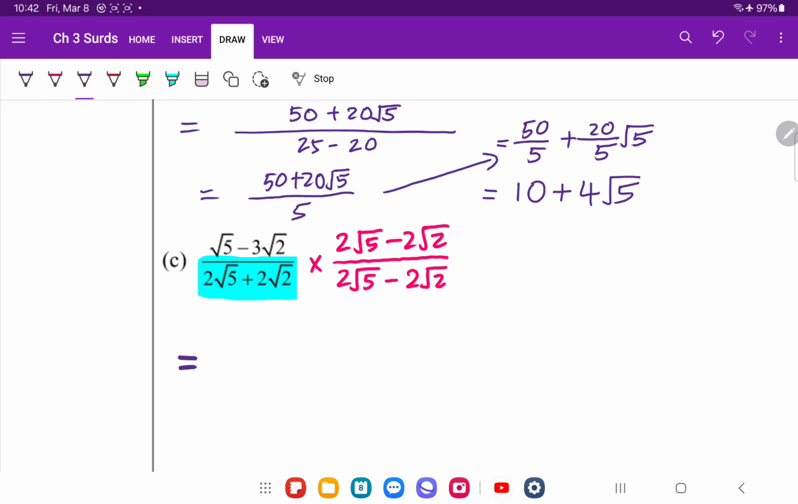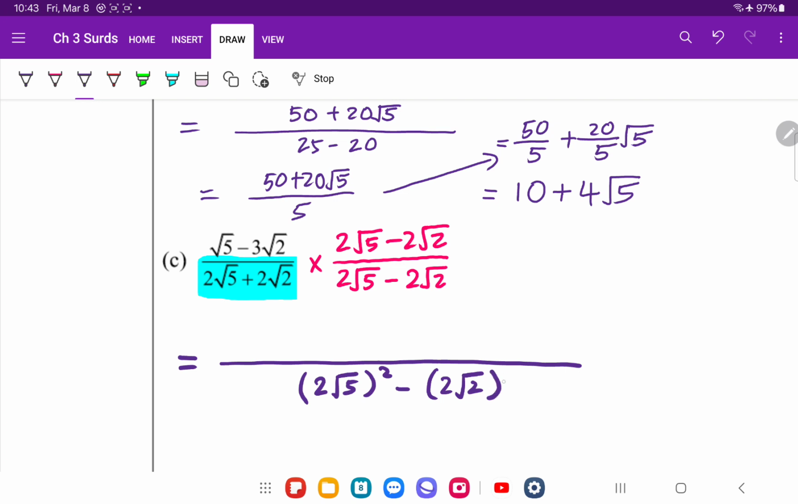Okay, let's multiply them in one shot. Ian, can you please tell me what I should put in the denominator once I multiply the pair of conjugates? Denominator: bracket square root 5 close bracket squared, minus bracket 2 square root 2 whole thing squared.